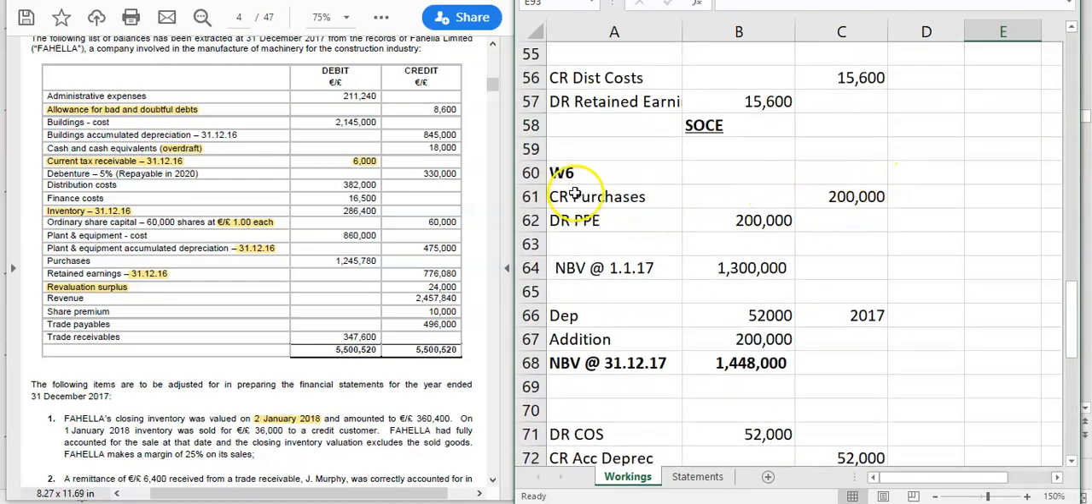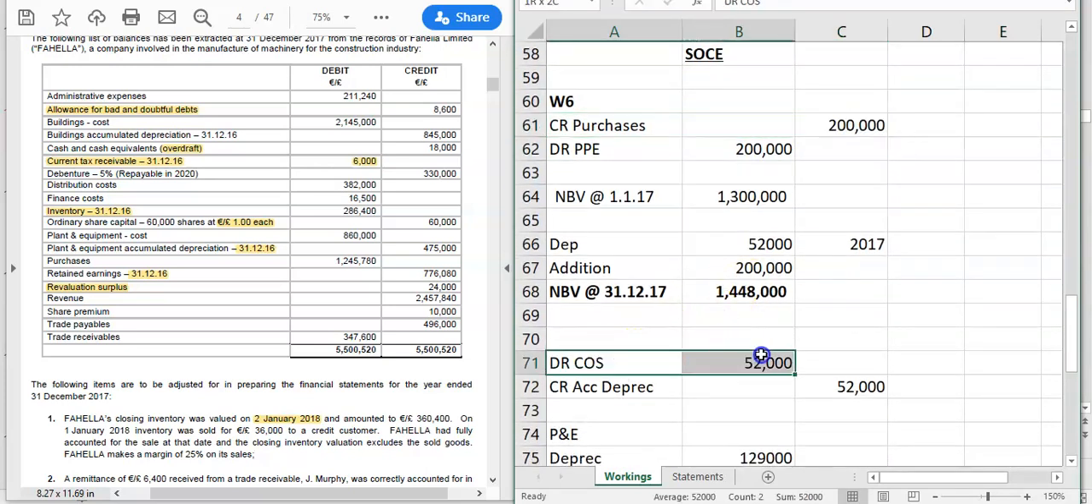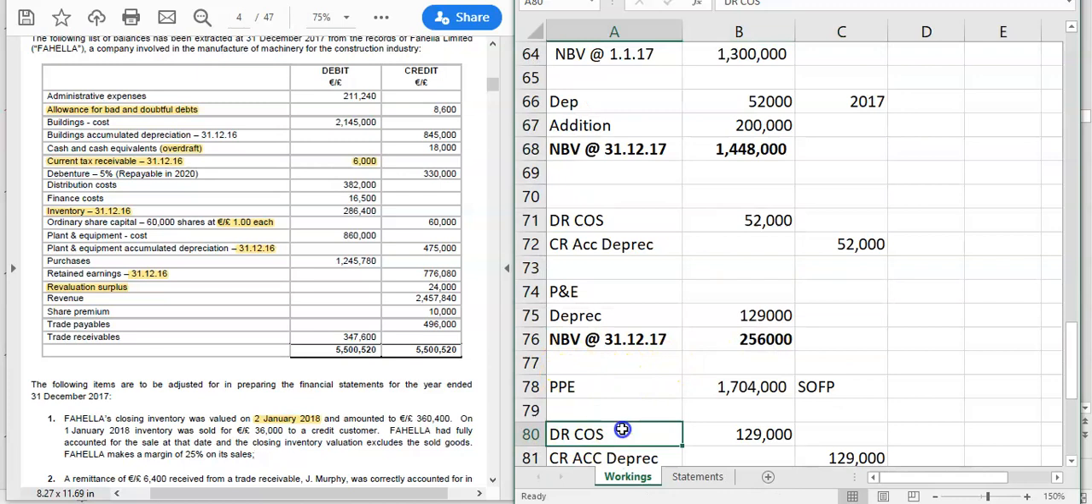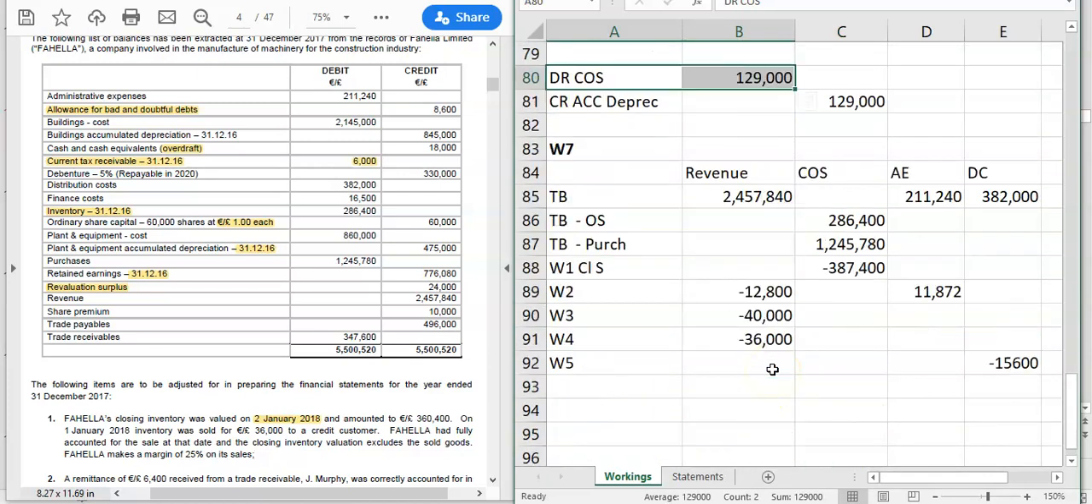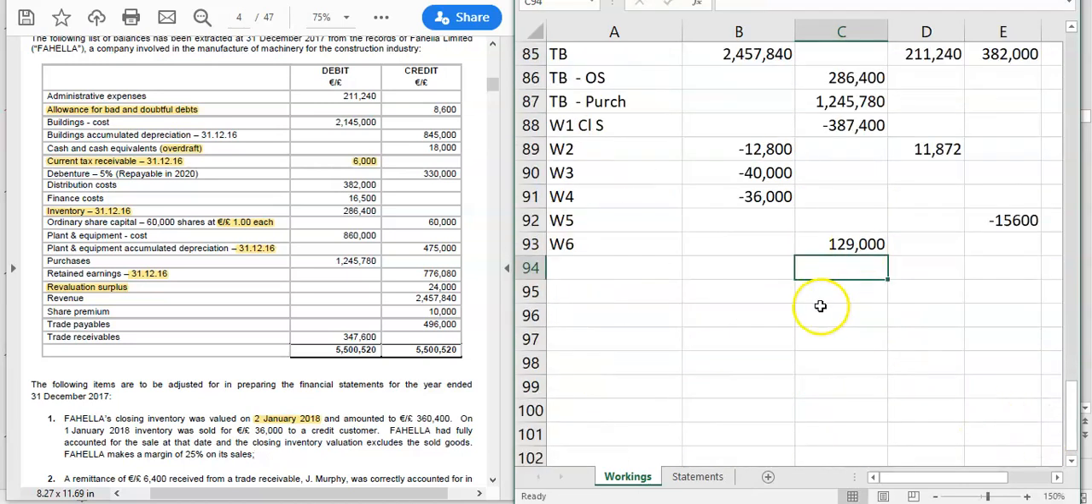Working 6 then, reduce purchases 200,000, increase cost of sales 52, increase cost of sales 129. So 3 separate adjustments there for working 6. So cost of sales, you're going to increase it 129, and you're going to increase it 52.